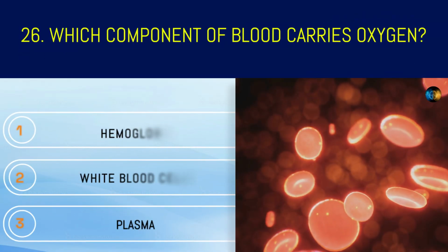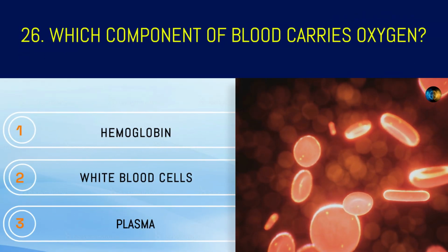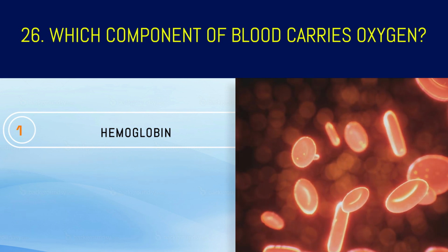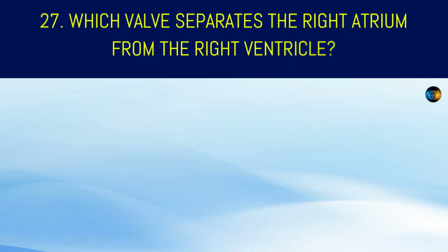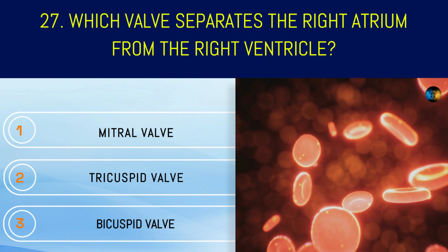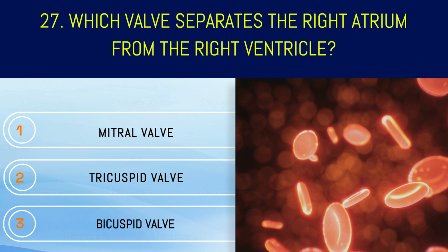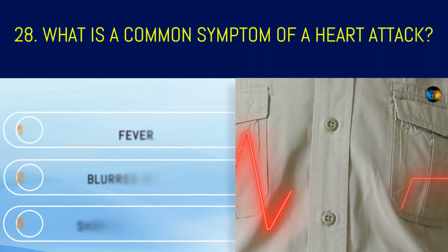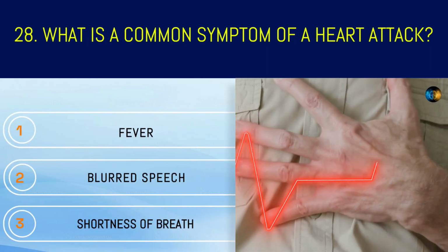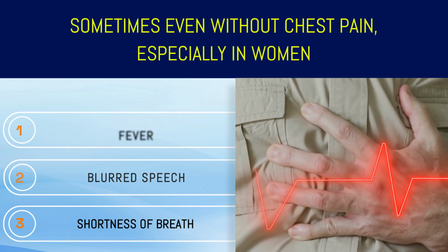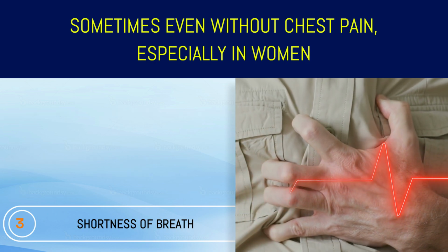Which component of blood carries oxygen? Hemoglobin, white blood cells, or plasma? Hemoglobin. Which valve separates the right atrium from the right ventricle? Mitral valve, tricuspid valve, or bicuspid valve? Tricuspid valve. What is a common symptom of a heart attack? Fever, blurred speech, or shortness of breath? Shortness of breath, sometimes even without chest pain, especially in women.